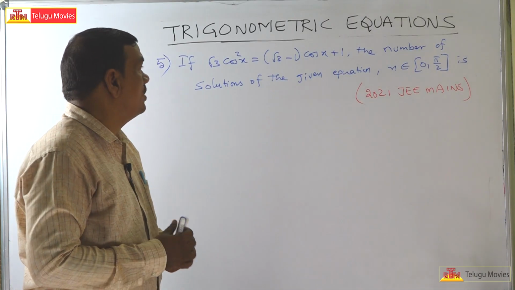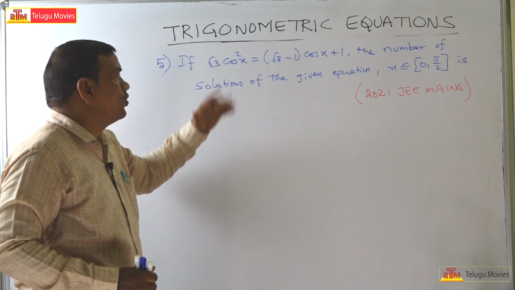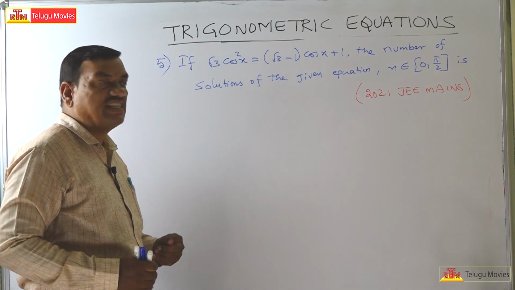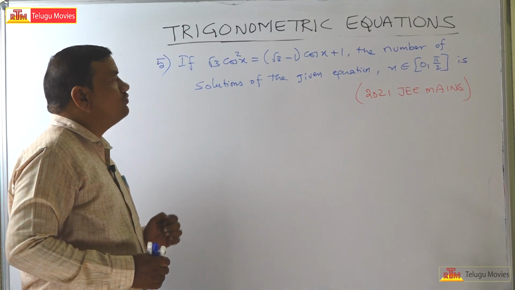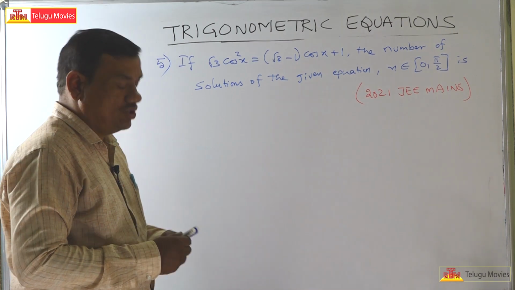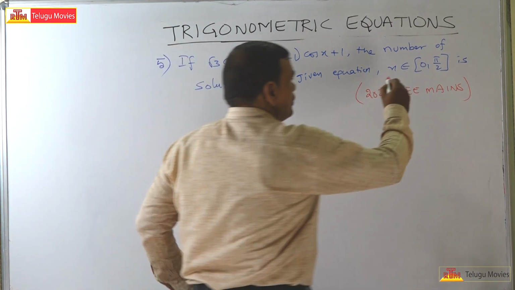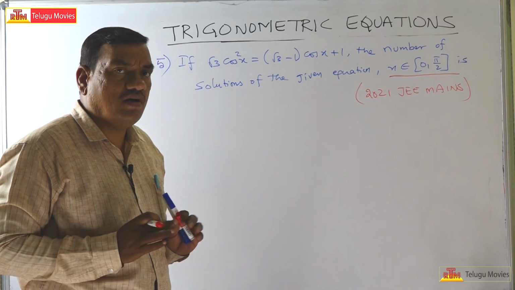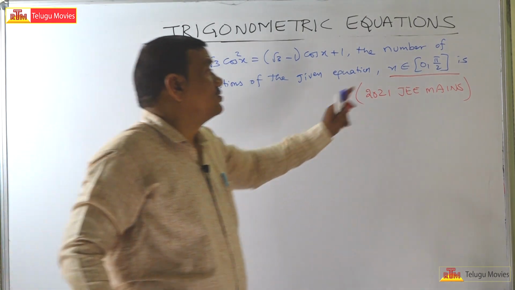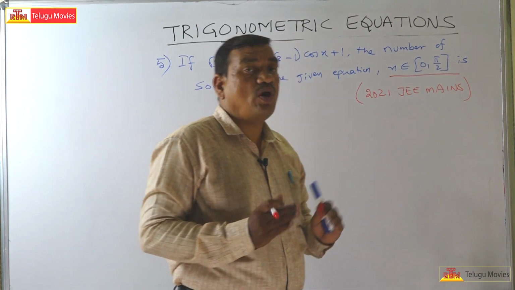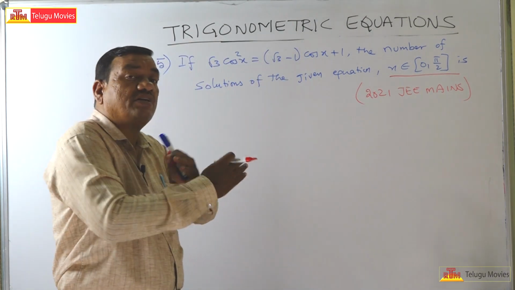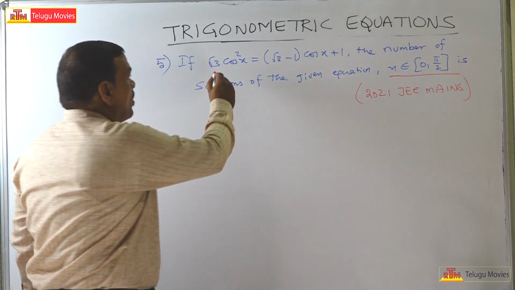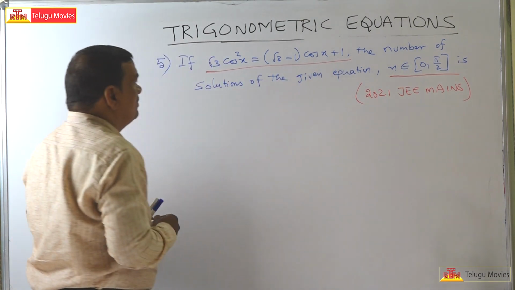Welcome to the next problem. If root 3 cos square x is equal to root 3 minus 1 times cos x plus 1, find the number of solutions of the given equation which belong to 0 to pi by 2. So the interval is a very small one, and if the interval is small, we are very happy to solve. Small interval means, unlike some intervals that are from minus pi to pi. Now take this problem. So very easy one.